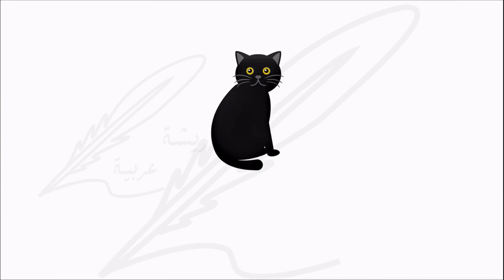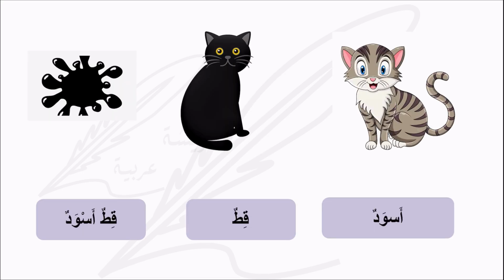So here we have black cat. How can we say black cat? Black cat is قط أسود. It's easy. قط. Then we have أسود. قط أسود. Repeat after me. That's great. Good job. So here, a cat is قط, right? Black is أسود. Black cat is قط أسود. Perfect. You are doing great.